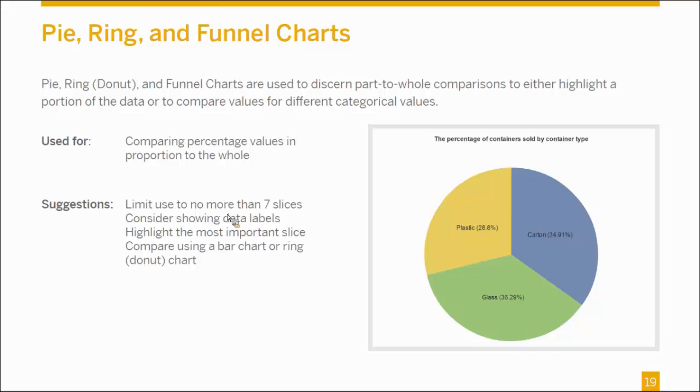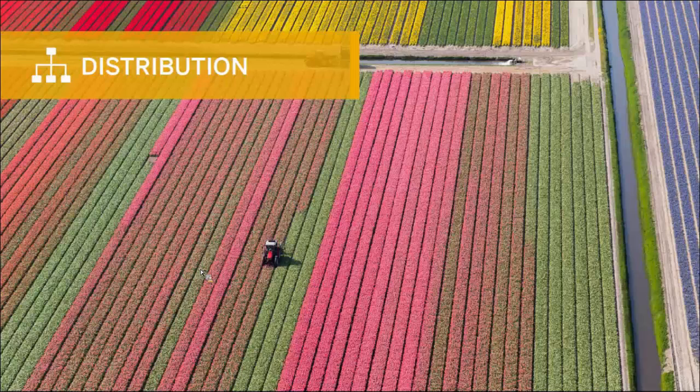Highlighting the most important slices, that's a feature that we have available in Lumira and that I often like to use when including pie charts in my infographics. That's really a good way to, again, help your audience to digest that information. As I mentioned before, there's almost always an alternative chart type, for example, a bar chart that will help to convey the message much better.